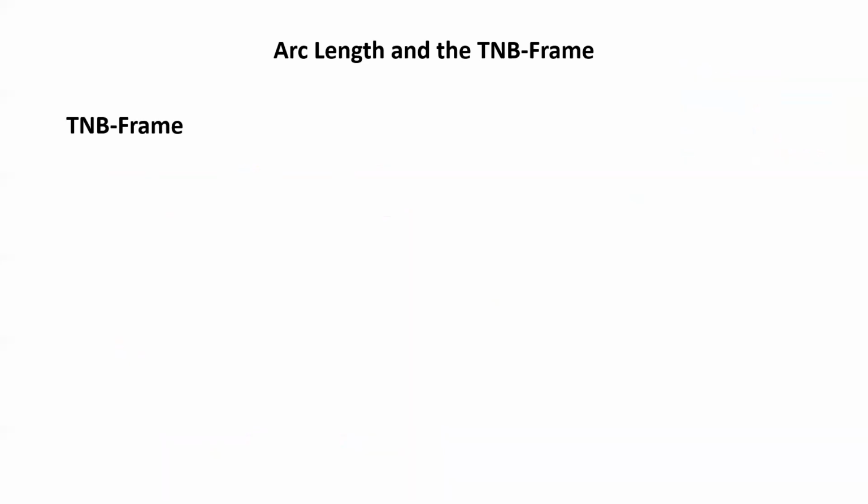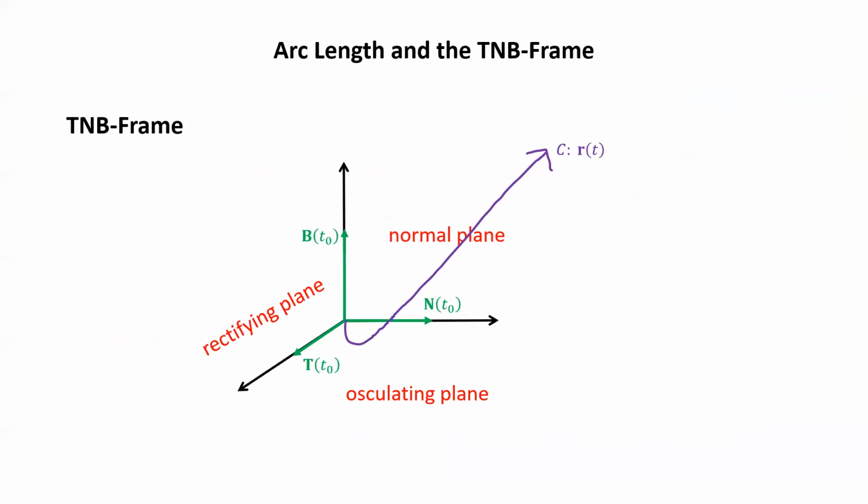I briefly mentioned the TNB frame earlier. The TNB frame looks like this. Given a curve C defined by vector-valued function r of t, at any given point t0, we can compute T of t0, N of t0, and B of t0. What we get is a little three-dimensional coordinate system because T, N, and B are all mutually orthogonal. So we see that in those three green vectors there.